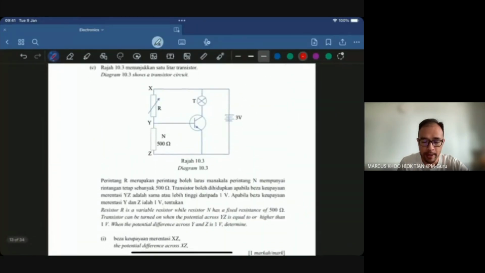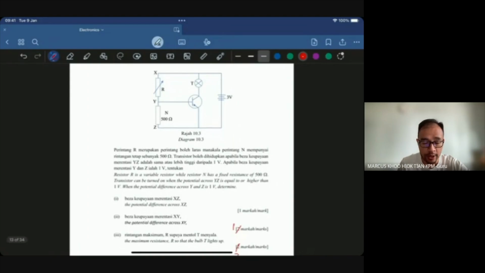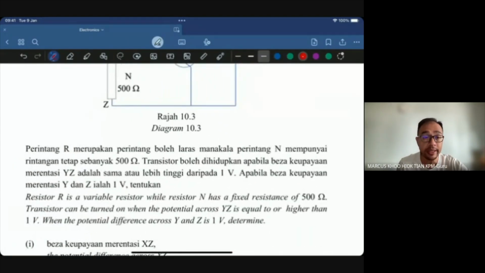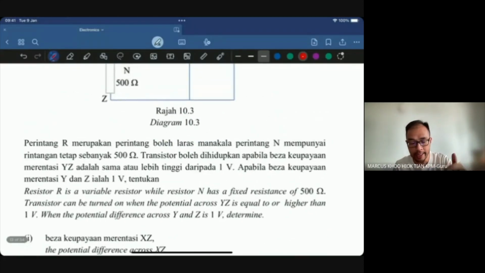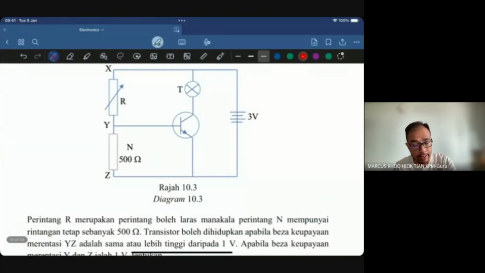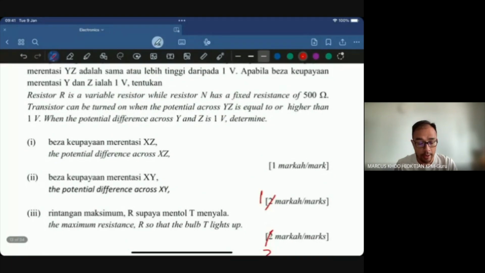Let's move on. This is the calculation question. Resistor R is a variable resistor, while resistor N has a fixed resistance of 500. The transistor can be turned on when the potential difference across YZ is equal or higher than 1 volt. Let's say minimum, 1 volt. Determine the potential difference across XZ.